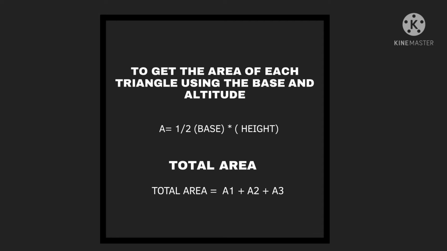To get the area of the triangle, divide the product of the base and altitude by 2. To determine the total area, the second and the third triangle will repeat the method done in the first triangle, and then add all the areas.